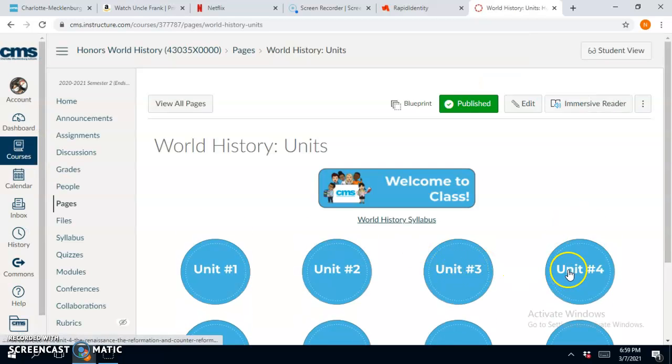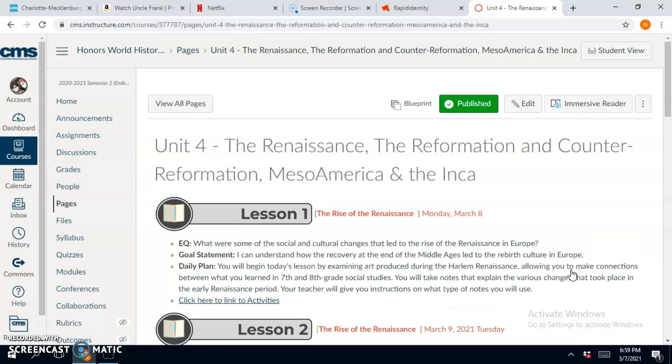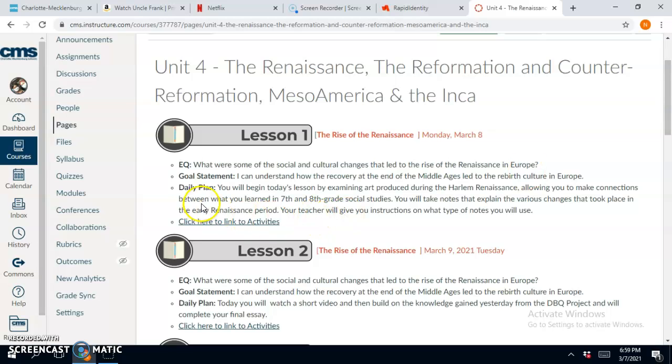All right, we are now on Unit 4. In Unit 4, we'll discuss the Renaissance, the Reformation, and the Counter-Reformation, plus a little of Mesoamerica and the Inca. Per the usual, I need you to go ahead and write down the goal statement after reading the essential question, which is, what were some of the social and cultural changes that led to the rise of the Renaissance in Europe? Okay, you already know this lesson quite a bit, but Renaissance means rebirth.